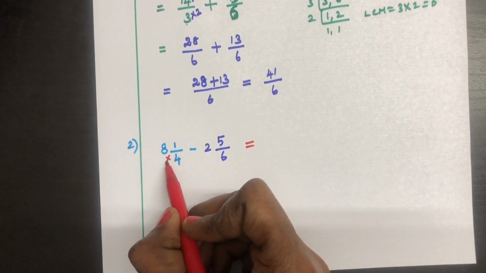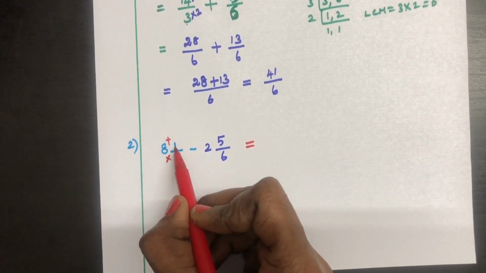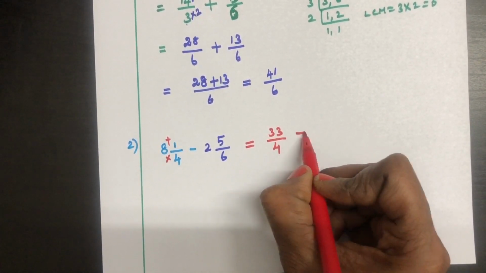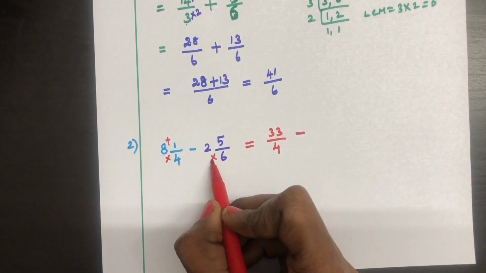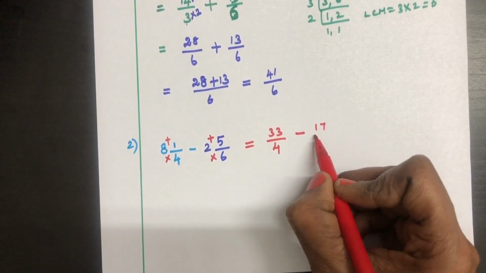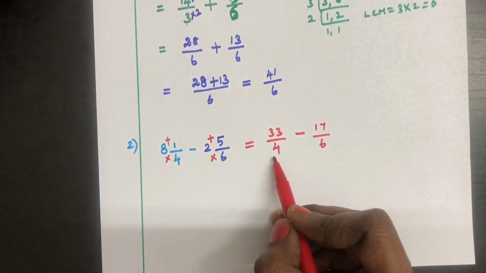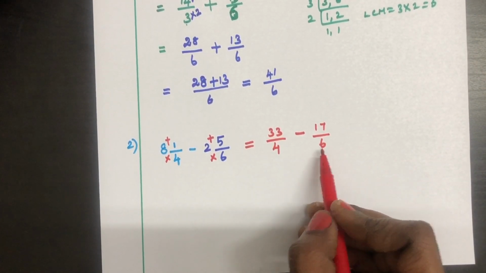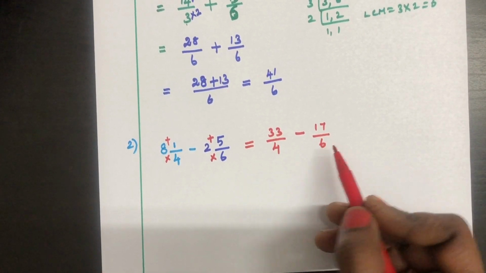So, 8 into 4 is 32. 32 plus 1 gives us 33 by 4, minus 2 into 6 is 12. 12 plus 5 is 17. 17 divided by 6. Here also the denominators are different. So, it is an unlike fraction. So, we need to change it into a like fraction.